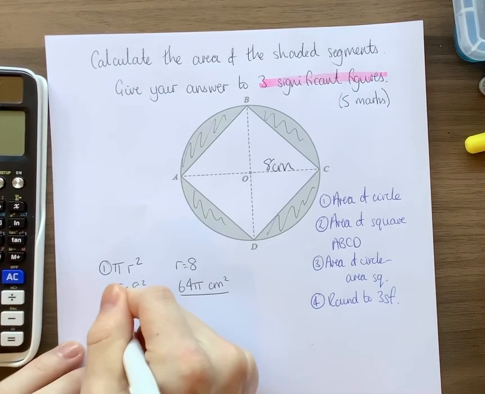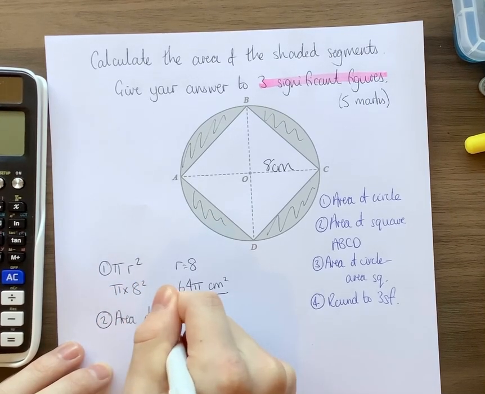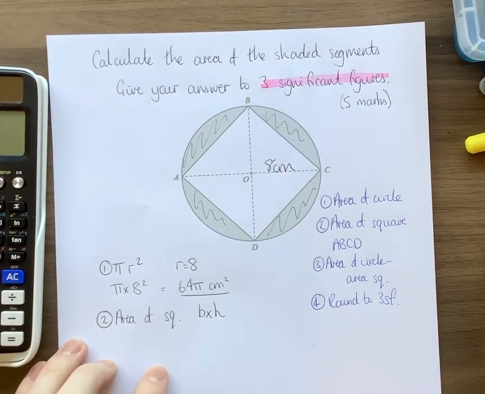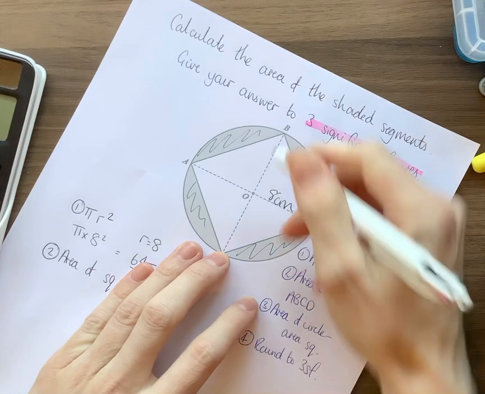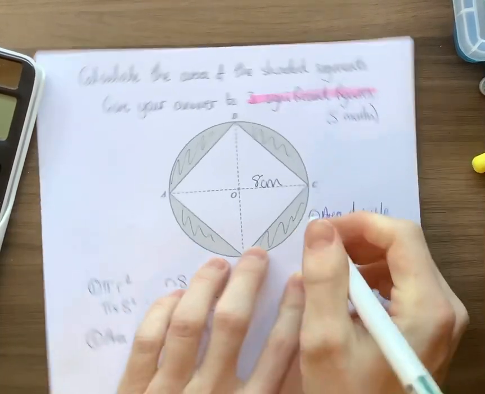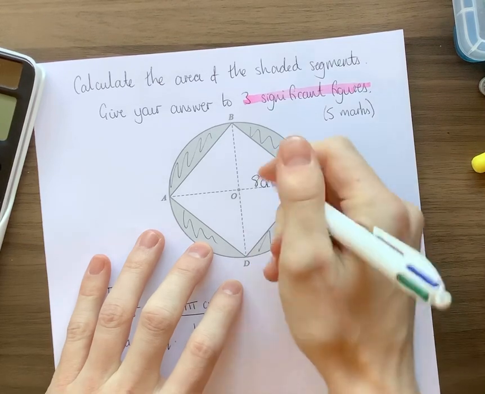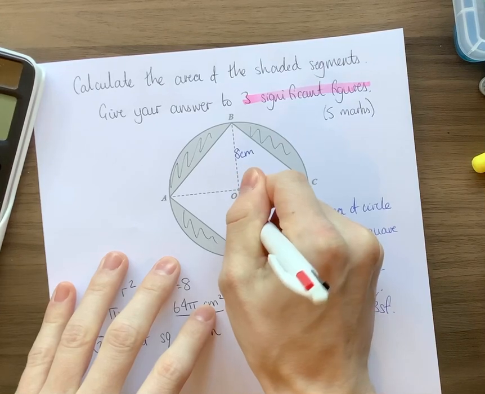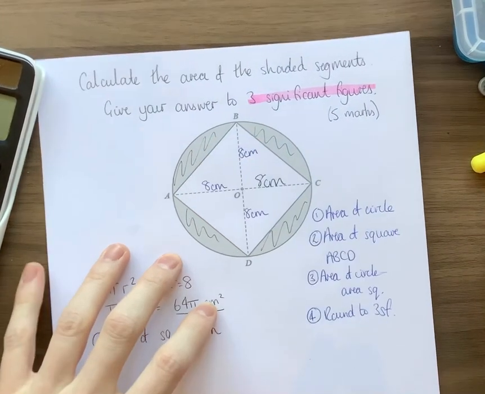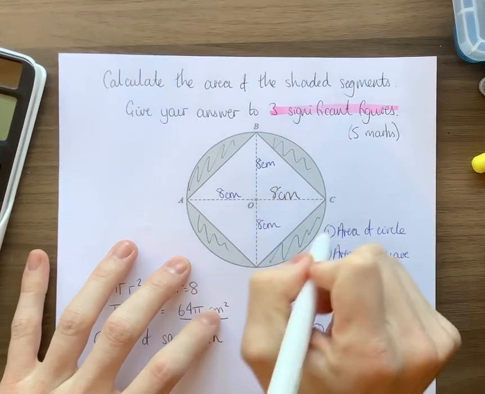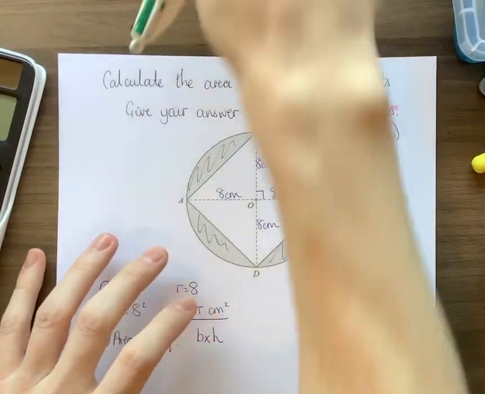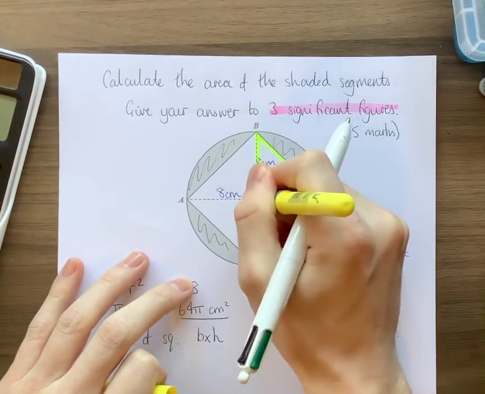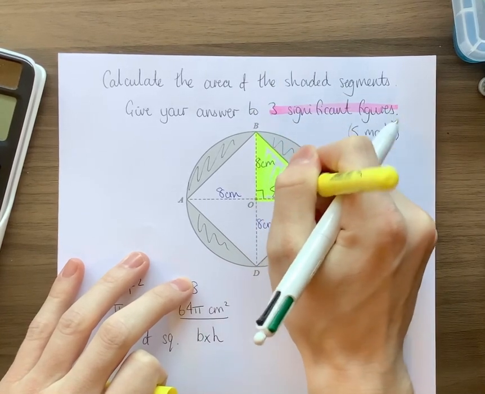Part 2, I want the area of the square. Now, in order to work out the area of a square, I need to do base times height. In this situation, I don't have the base, neither do I have the height of the square. But what I do have is that this distance is 8. So I'm going to label on the diagram all the other distances I know, which is that one that's 8, that one that's 8, and that one that's 8. Now, when you look at this diagram, this is a right-angled triangle here. So the square is made up from 4 right-angled triangles.